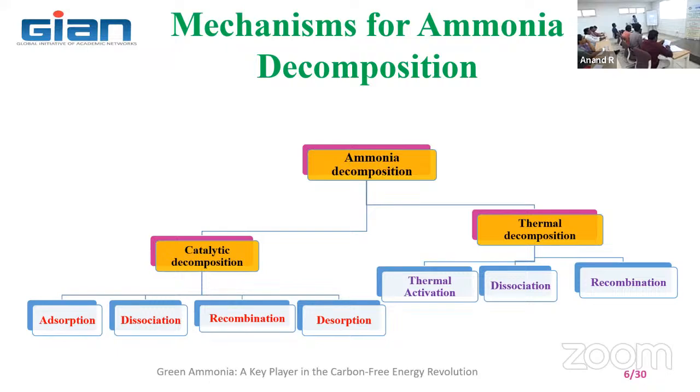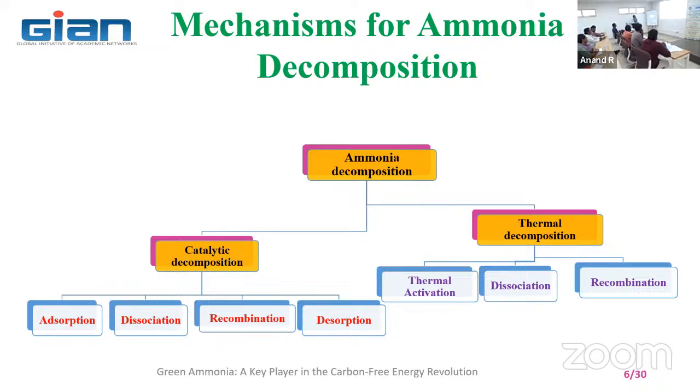In the catalytic mode, there are absorption and desorption, and dissociation and recombination. For absorption, the catalyst needs to support absorbing the nitrogen. Then whenever the desired temperature is reached, the nitrogen is desorbed. So absorption and desorption are applicable for absorbing and releasing nitrogen, whereas dissociation and recombination are the processes involved in catalytic decomposition for collecting and combining the hydrogen. Okay.